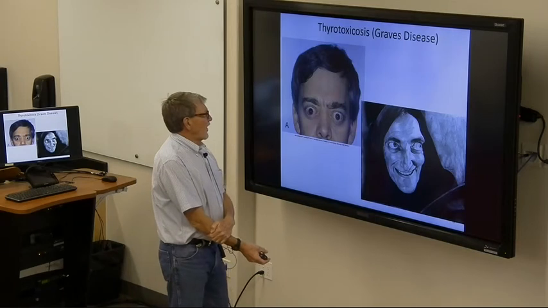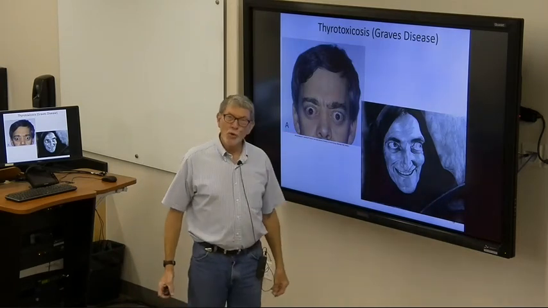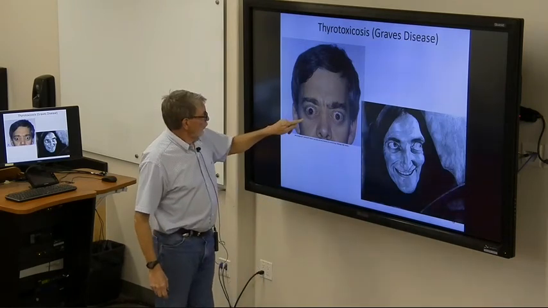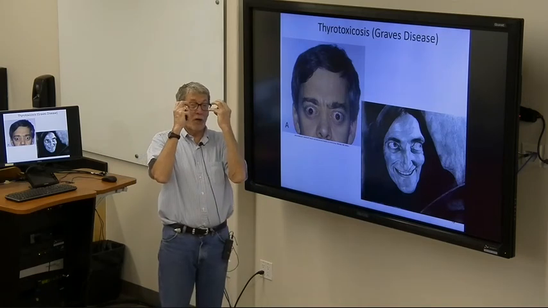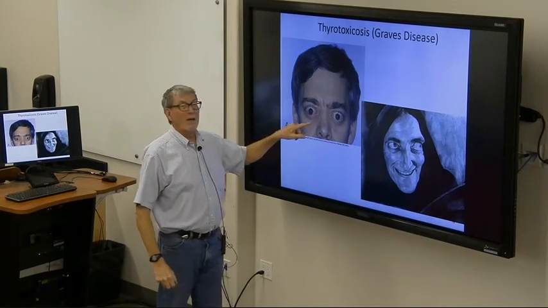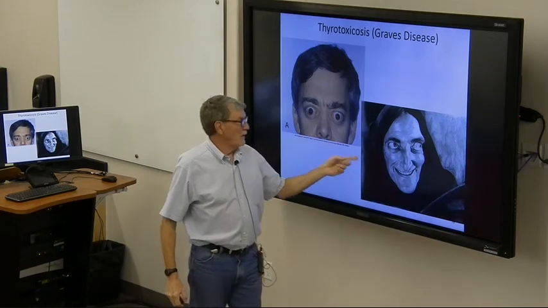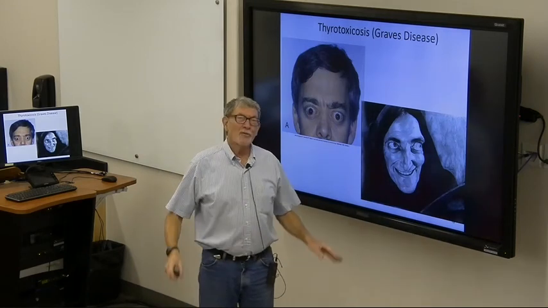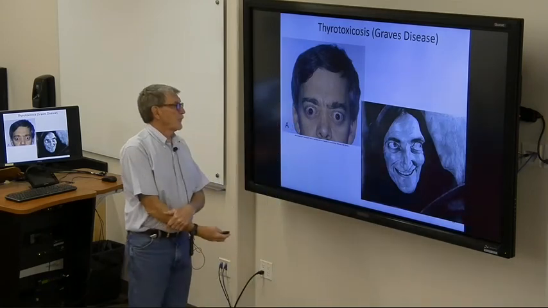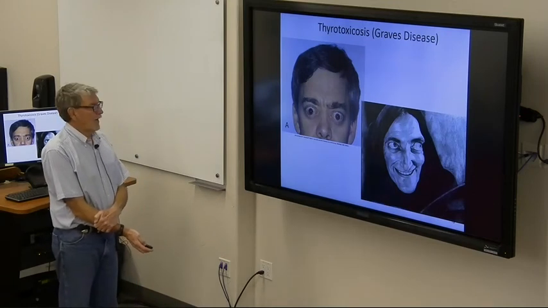Another thing that happens with thyrotoxicosis is you develop exophthalmos, which means bulging eyes. What it really does is it causes your eyelids to retract so that your eyes stick out. It doesn't make your eyeball bigger. It pulls the eyelid back. Marty Feldman made a movie career out of being a weird character because of his Graves' disease. Young Frankenstein.